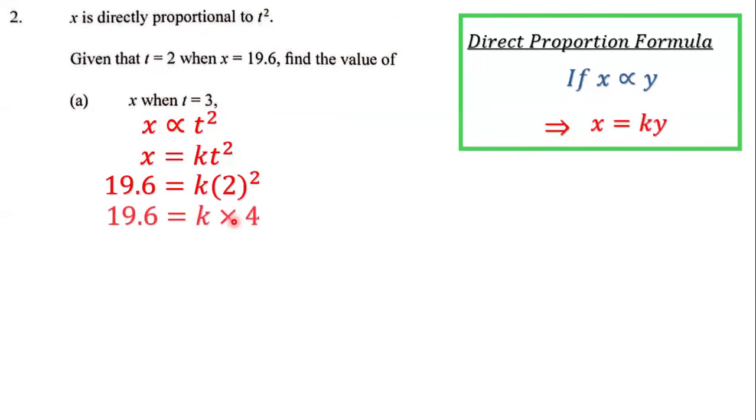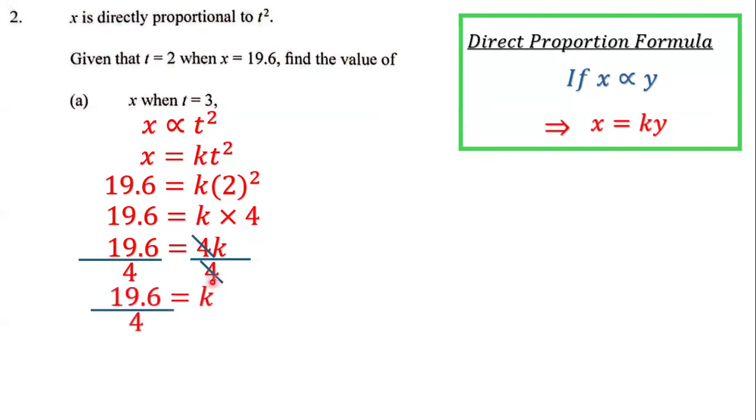And so what do we have? Well, we have 2 squared, which is 4. And so we have K times 4 is equal to 19.6. And K times 4 is equal to 4K. So we have 19.6 is equal to 4K. Next, we divide both sides of this equation by 4. This cancels with this. And so we have that K is equal to 19.6 divided by 4. And 19.6 divided by 4 is 4.9. So K is equal to 4.9.